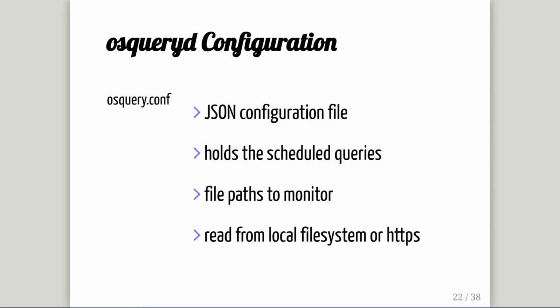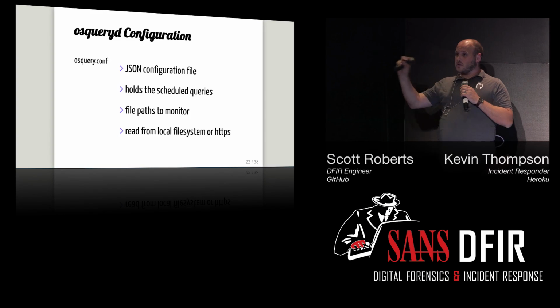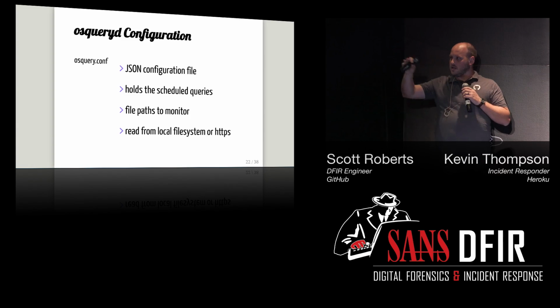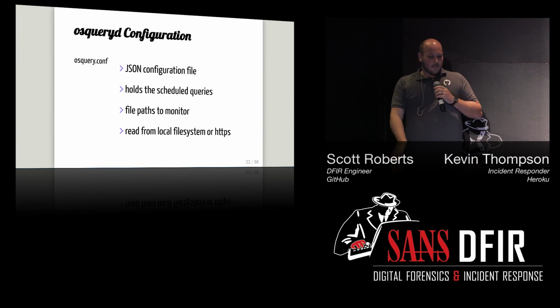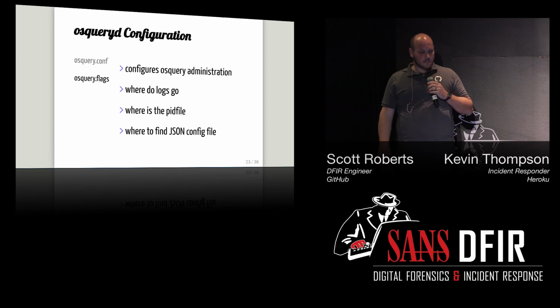Osquery D is managed through three particular files. You'd start it up using the osqueryctl. The configuration file is where you put all of your queries. So this is where you set, I want to run select star from kernel extensions, things like that. Osquery flags essentially tell Osquery how to run. So how often to execute, how often to look for updates, things like that. And most importantly, where do the logs end up going?